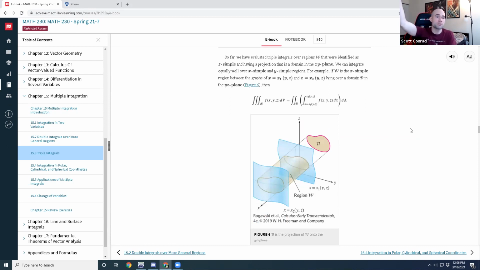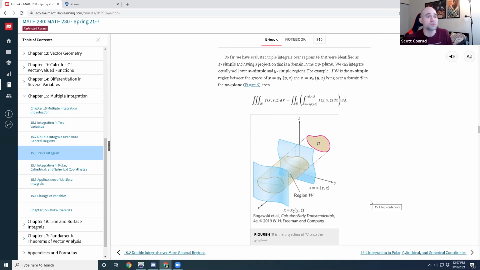So top and bottom surface, z is bounded by functions of x and y, project onto the xy plane. That region D is where x and y live. Y simple, y is bounded by functions of the other two variables, project to the xz plane, see where x and z live. And then x simple, x is bounded by functions of the other two variables, y and z, project to the yz plane, to see where y and z live.